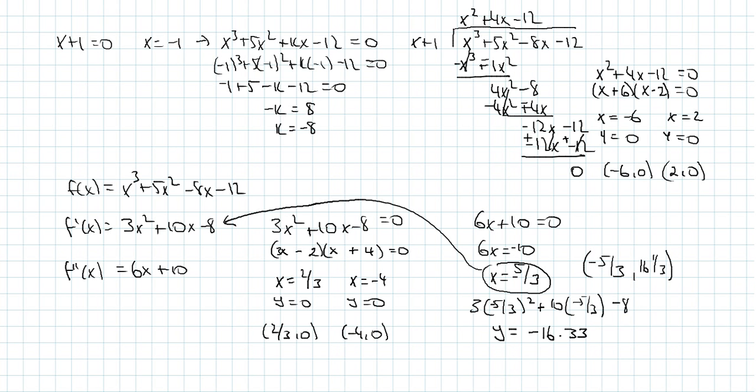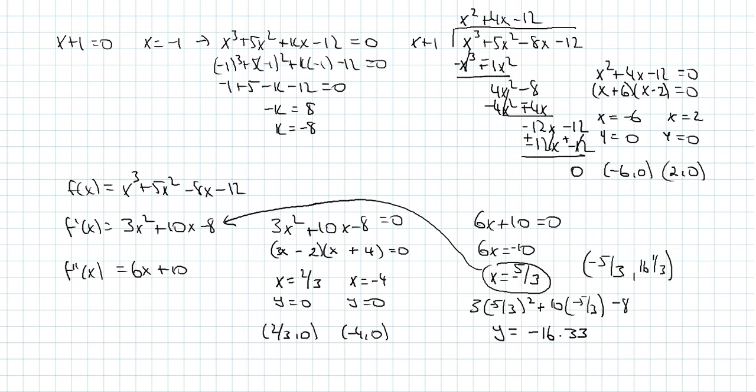And what you do then is you go up to your graph, you plot that together with the two points where the quadratic graph cuts the x-axis, and you make a sketch down through (minus 4, 0), through (minus 5 over 3, minus 16 1/3), and back up again through (2/3, 0).